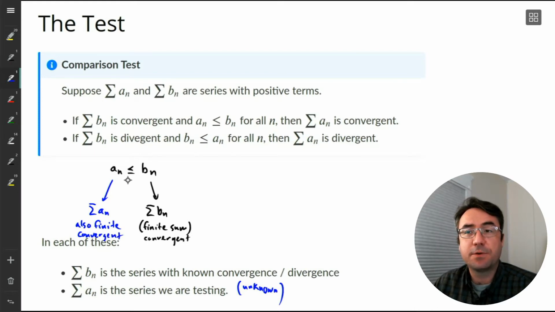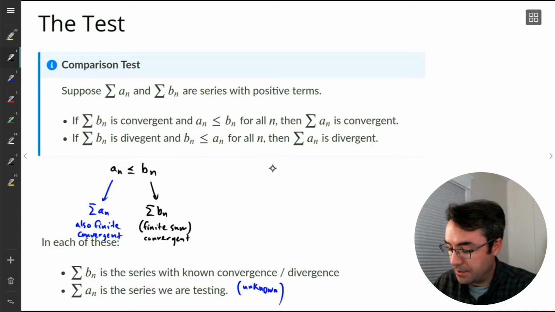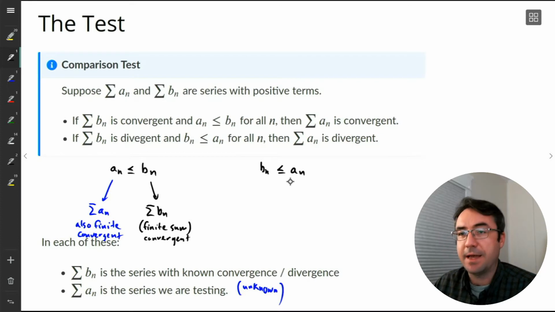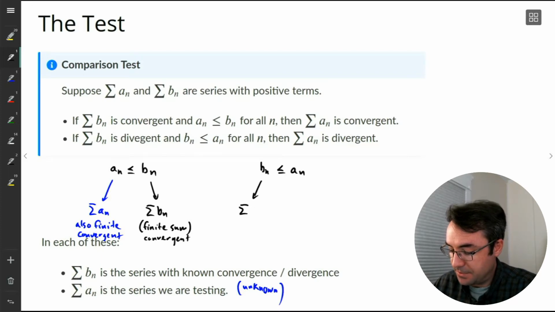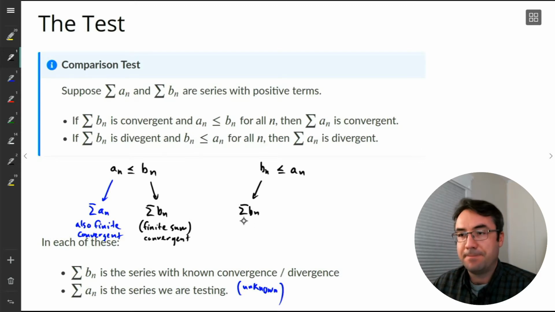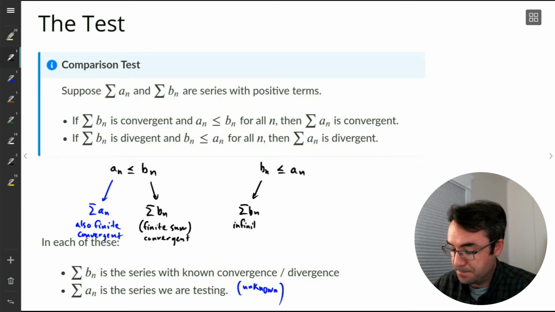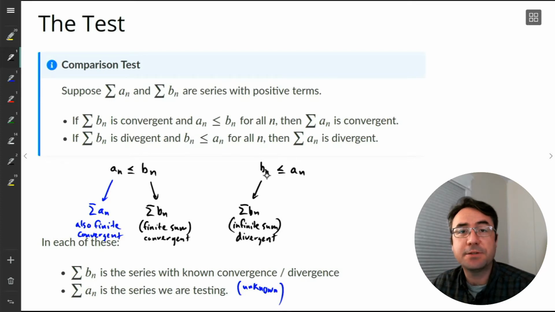And the same kind of result works for the other inequality. So if we're looking at this other inequality, bn is less than or equal to an, and if we try to add up all of our bn terms, in this case we get an infinite sum, potentially. And it's divergent. So if we add all of our bn terms together, it just gets really big. It becomes an infinite sum, and so our series diverges.